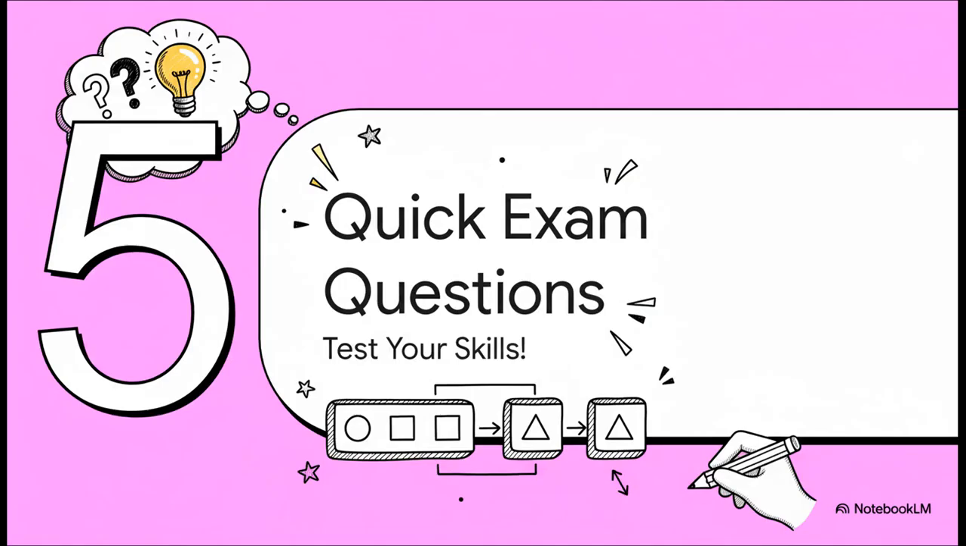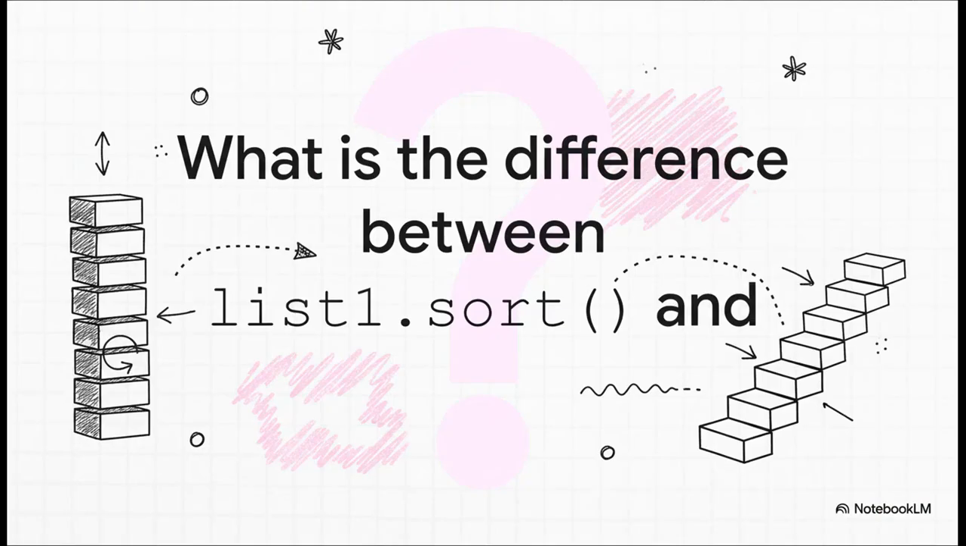All right, enough theory. Now it's time to test our knowledge with some quick-fire questions that often appear in your board exams. Are you ready? Let's go. Here's the first one, another classic point of confusion. If you have a list, what is the real difference between using list1.sort and using sorted(list1)? Take a second and think about it. They sound like they do the same thing, but there's a very important difference.